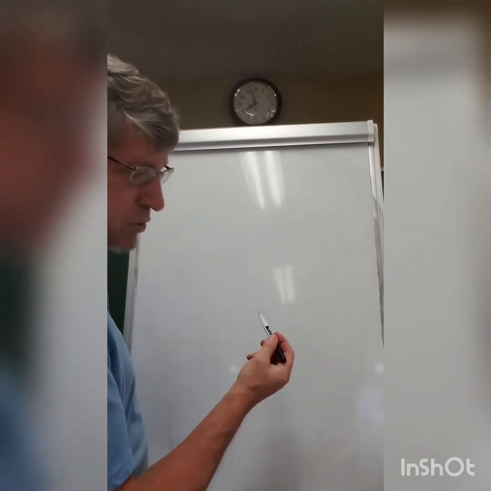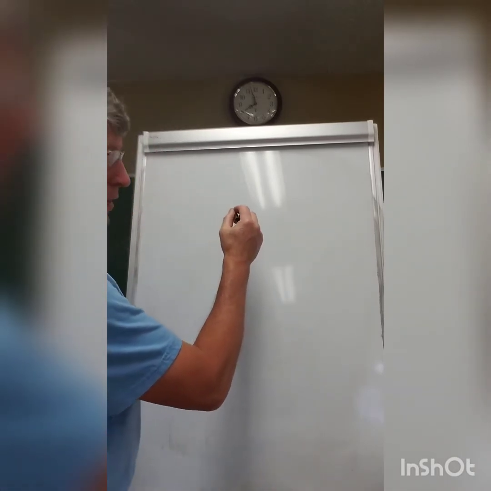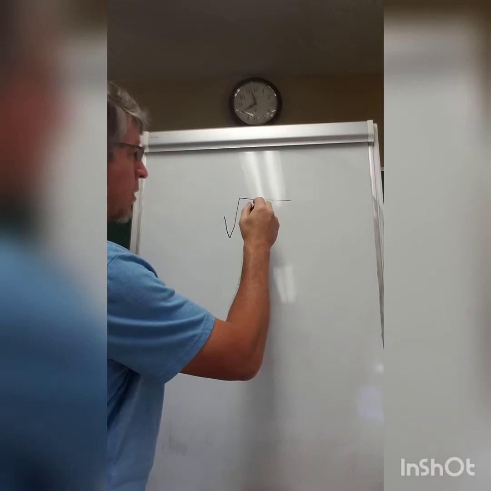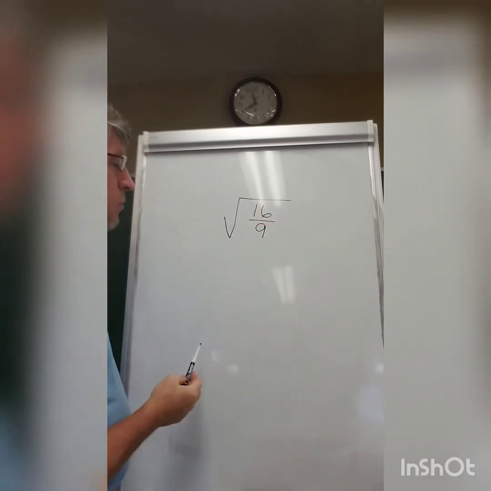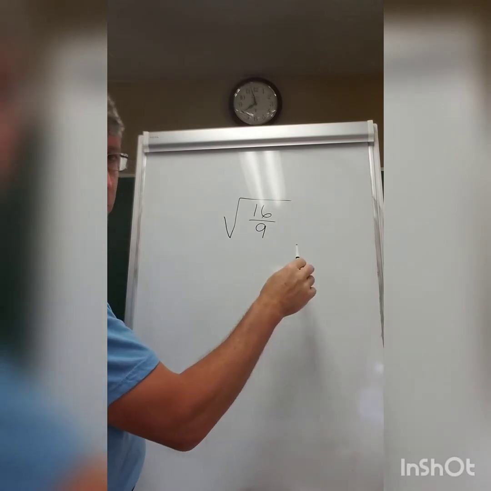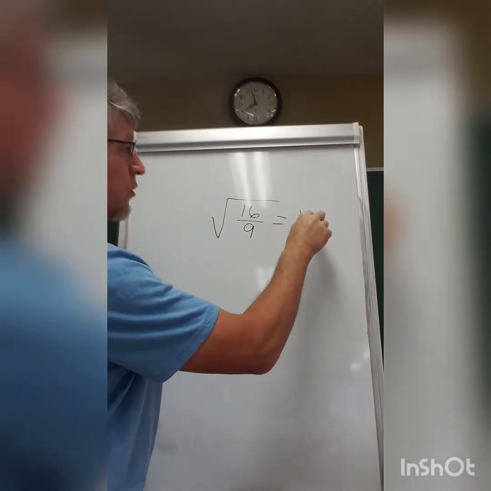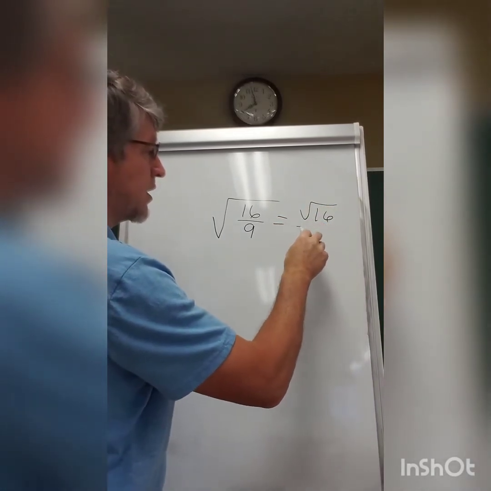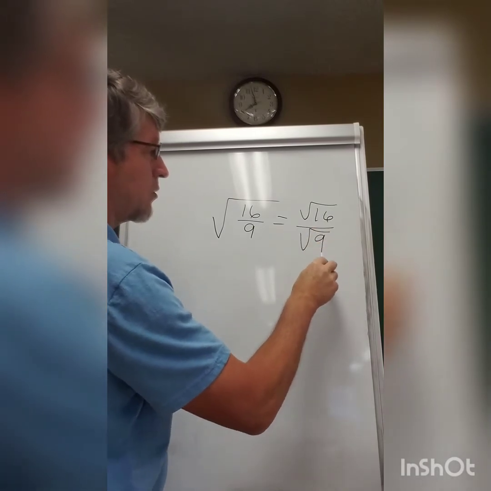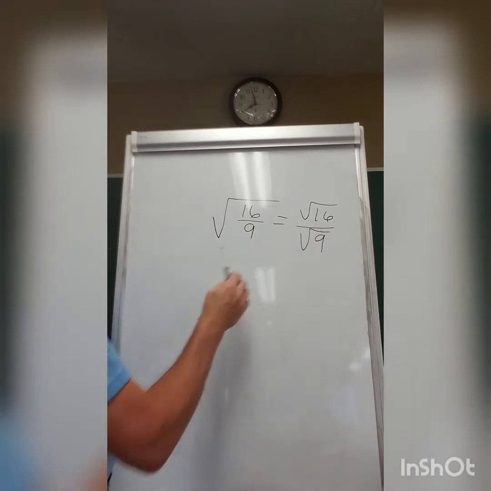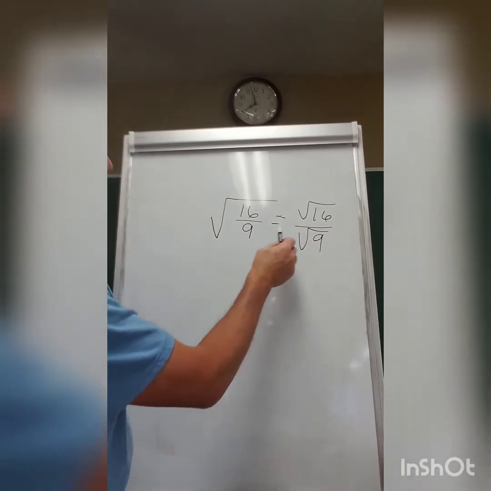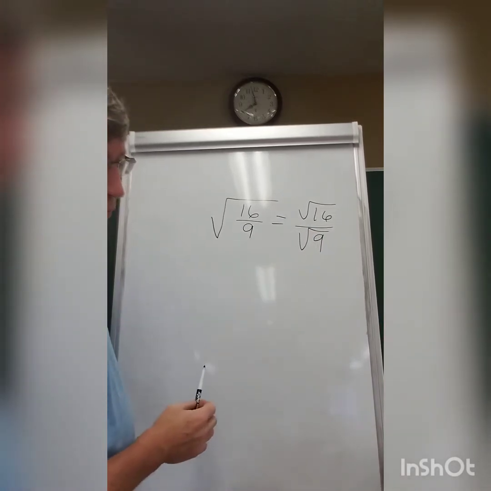So the very first one we have, if they give you a radical sign 16 over 9. Now understand that this can be written as a radical sign 16 on the top, radical sign 9 on the bottom. You don't have to rewrite them all the time like this, but that's basically what it's telling you. So the square root of 16 divided by the square root of 9.